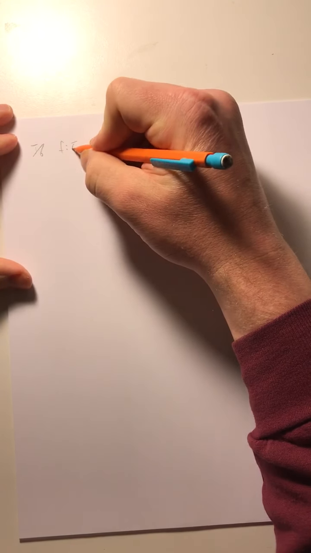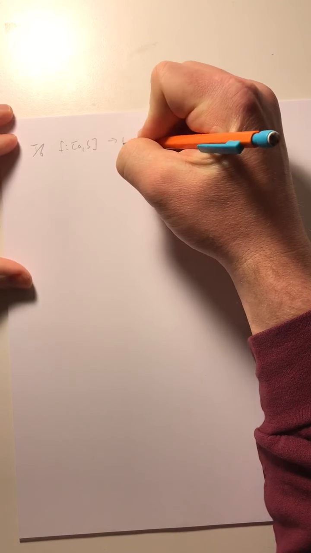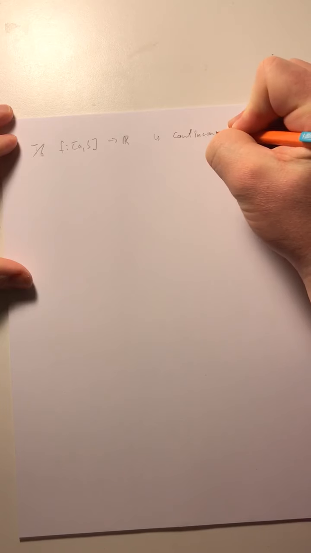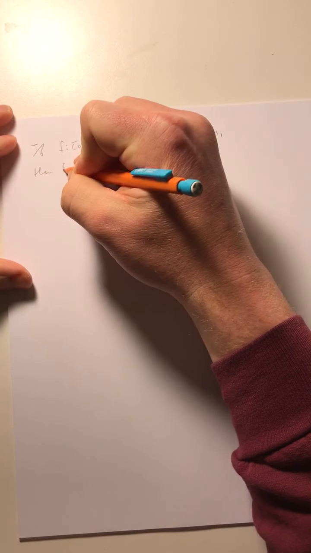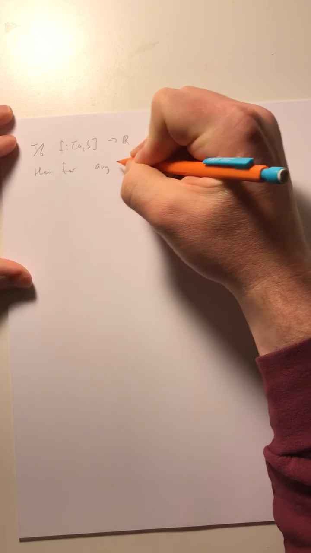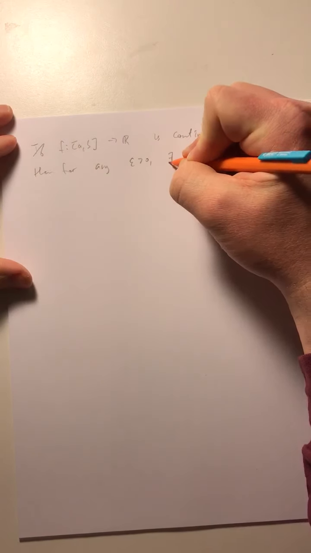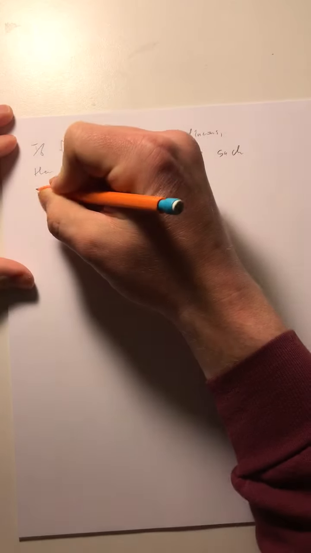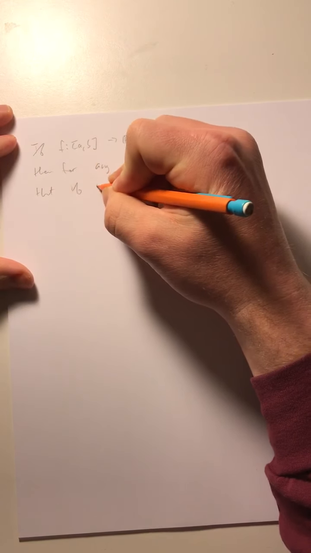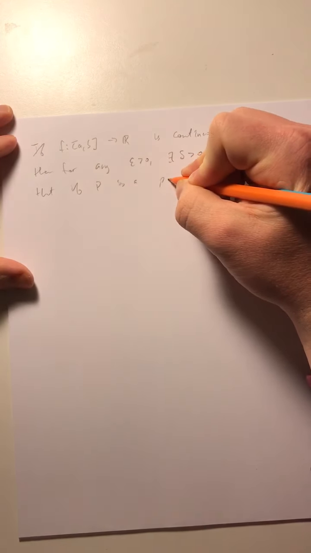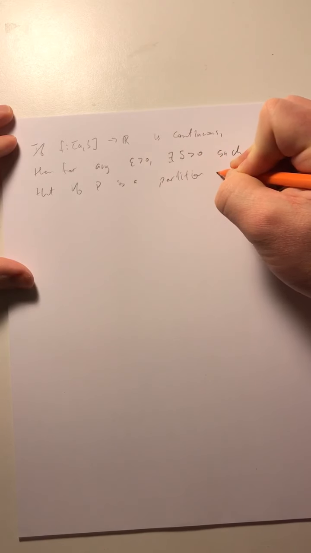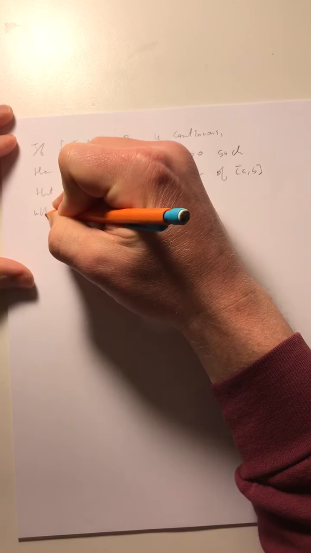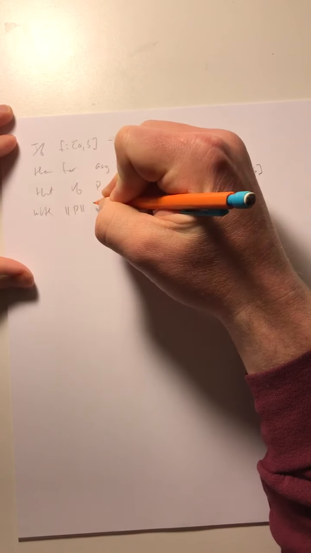If f, defined on this interval AB, is continuous, then for any epsilon greater than 0, there exists delta greater than 0, such that if P is a partition of AB with the mesh less than delta.